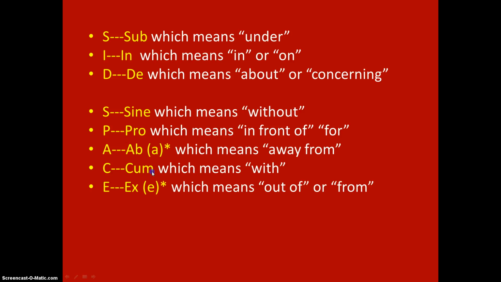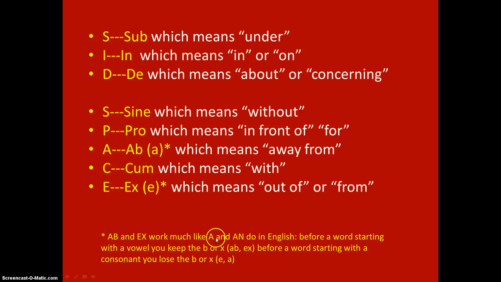Now, ab and ex will follow a rule exactly like a and an do in English. If they occur before a word that starts with a vowel, you're going to keep the b or the x. That is, they will be ab or ex. But if the word following them starts with a consonant, the b and x disappear and you just get a and e instead.